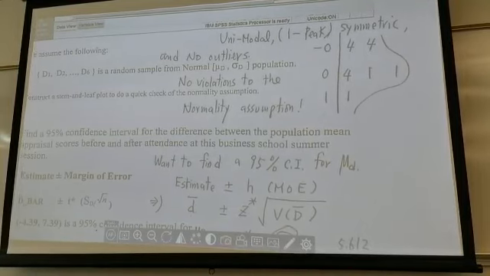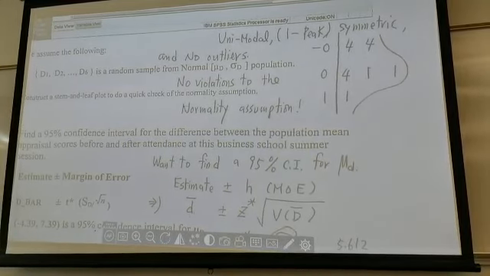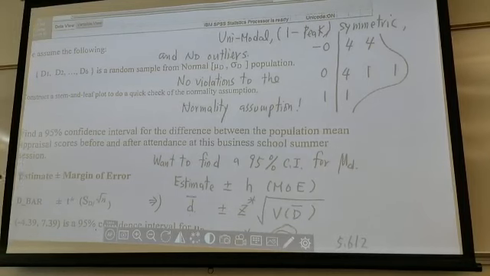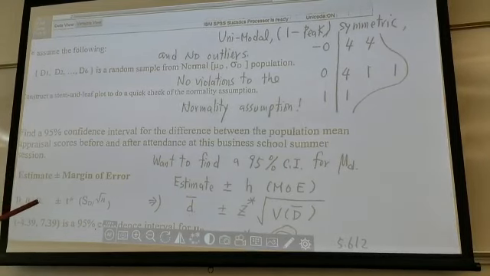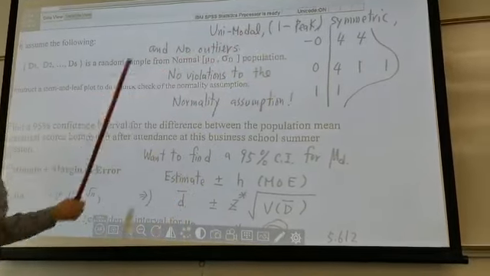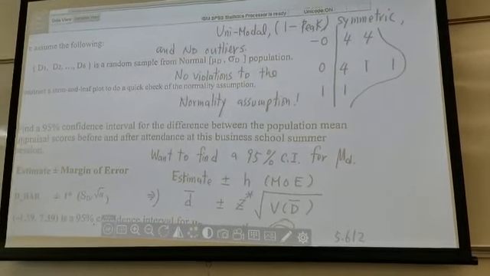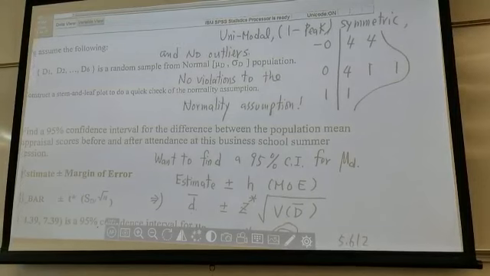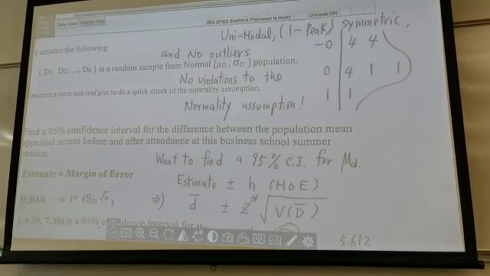Now, since we make the normality assumption, we really want to check whether the normality assumption is violated or not. Let's recall. A normal population or normal distribution is bell-shaped. Bell-shaped means what? Bell-shaped means it's unimodal and symmetric.